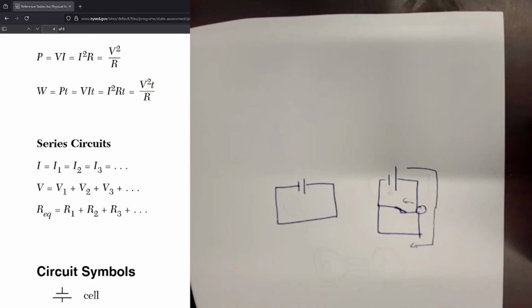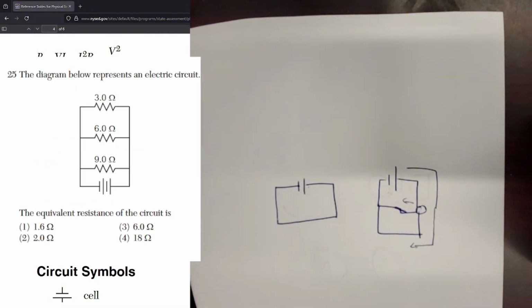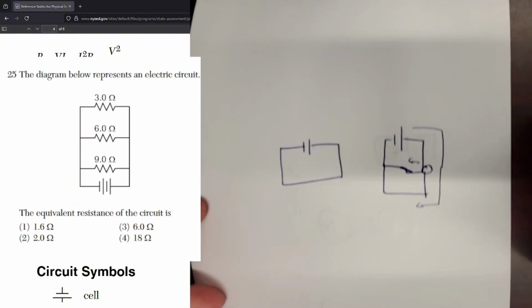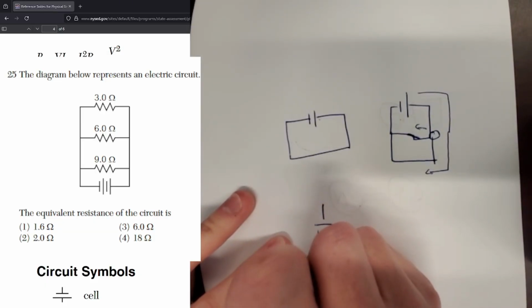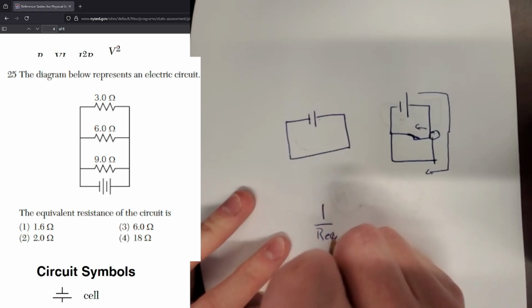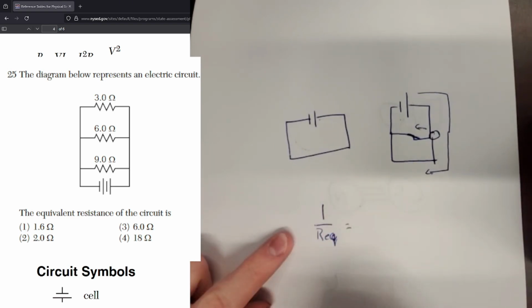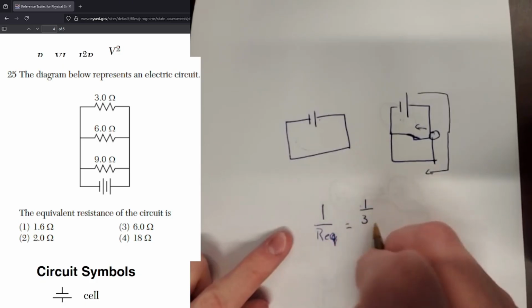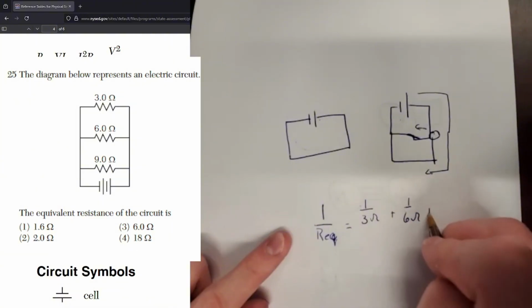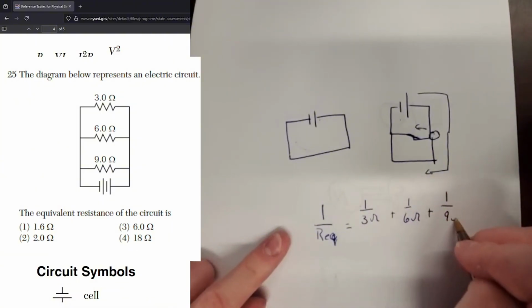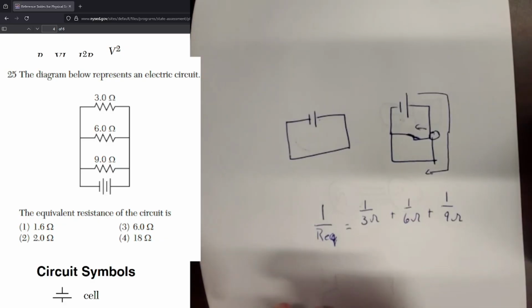If we look at the one that we have in the question, we have a parallel circuit. The electricity can go around in multiple directions. So we have to use the parallel version. 1 over the equivalent is equal to 1 over resistance 1, which is 3 ohms, plus 1 over resistance 2, 6 ohms, plus 1 over resistor 3, 9 ohms. To add these, you could do it in your calculator just as it is, but I think it's a little bit easier if you find the least common denominator and add them up.